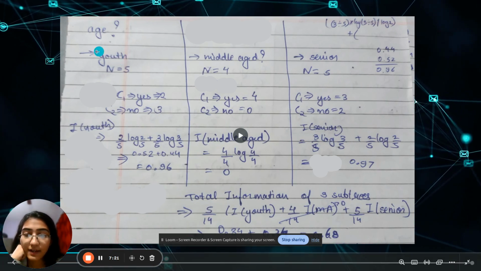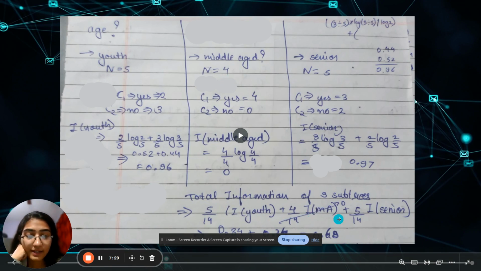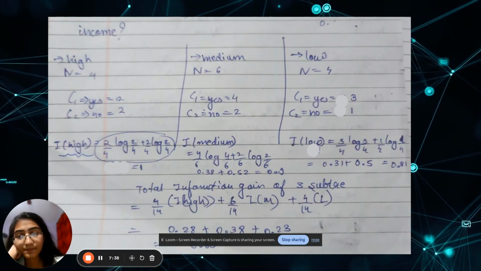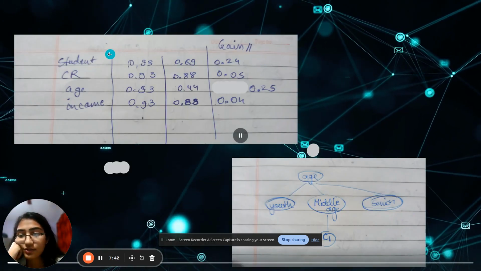by 14, because 5 youth out of 14. So 5 by 14 multiplied by information gain for youth plus 4 by 14 multiplied by information gain for middle age plus 5 by 14 multiplied by information gain for senior, and the total will be 0.68. Similarly, we will find for income, and after that we will get student.